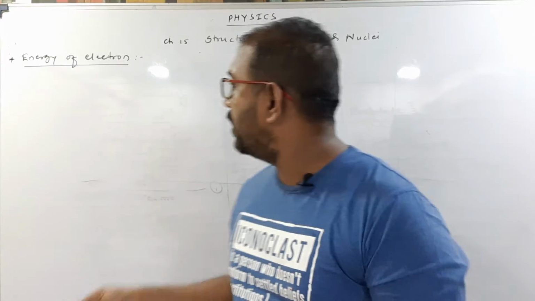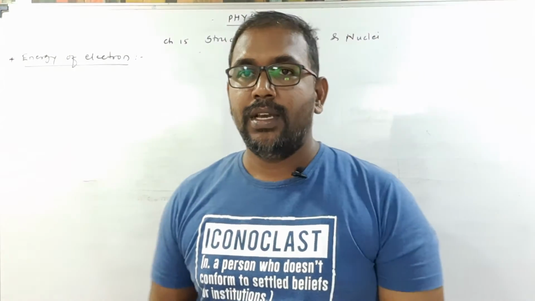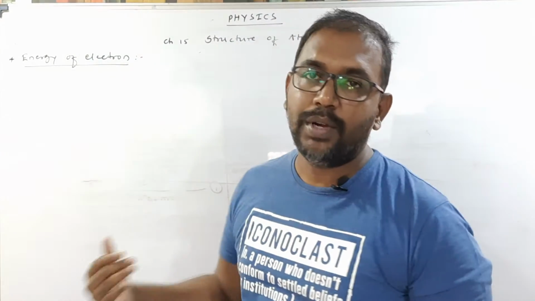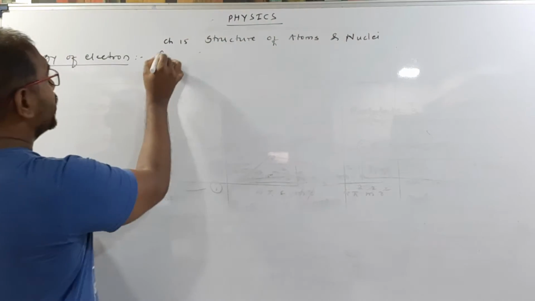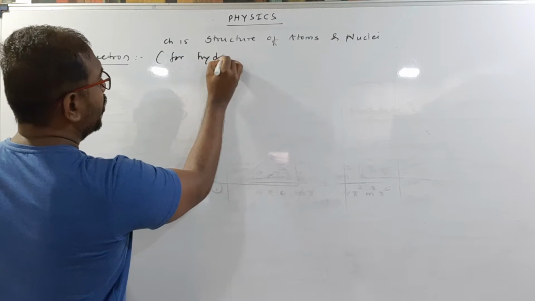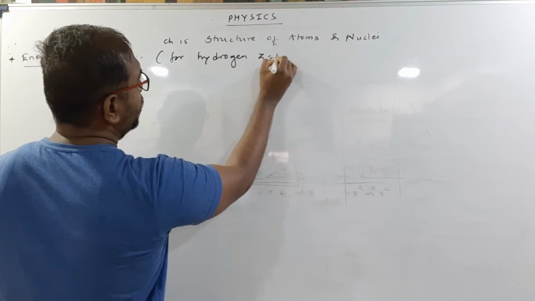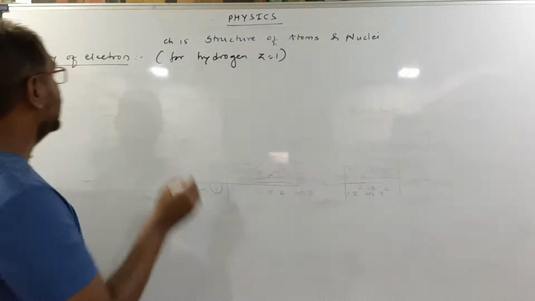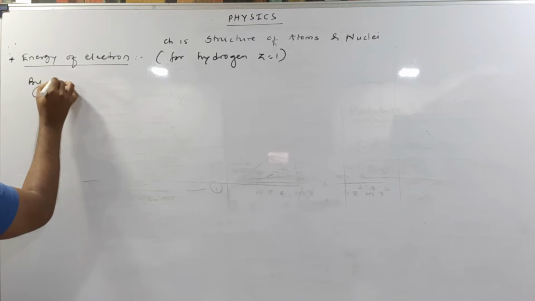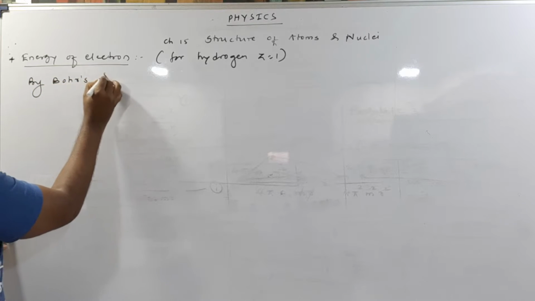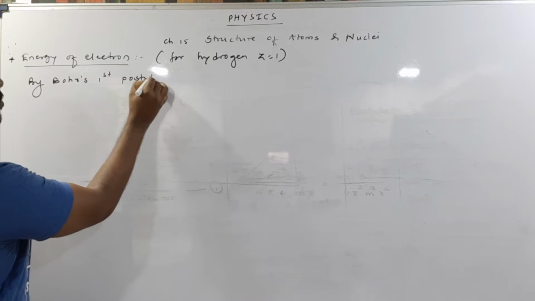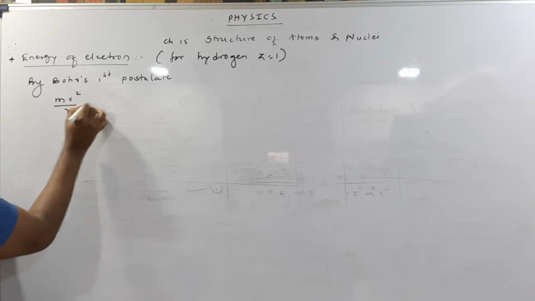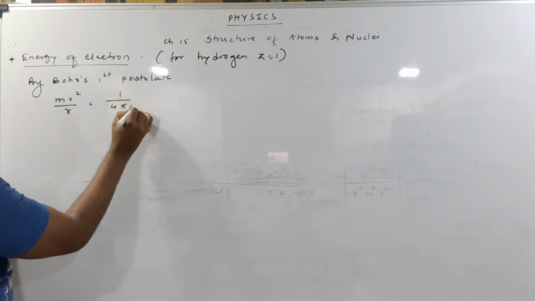For that, I consider one electron is revolving around the nucleus. I consider here simplest atom, the hydrogen atom, for which Z is equal to 1. So for hydrogen, Z is 1. So consider electron revolving around the nucleus. Then by Bohr's first postulate, centripetal force is equal to electrostatic force.